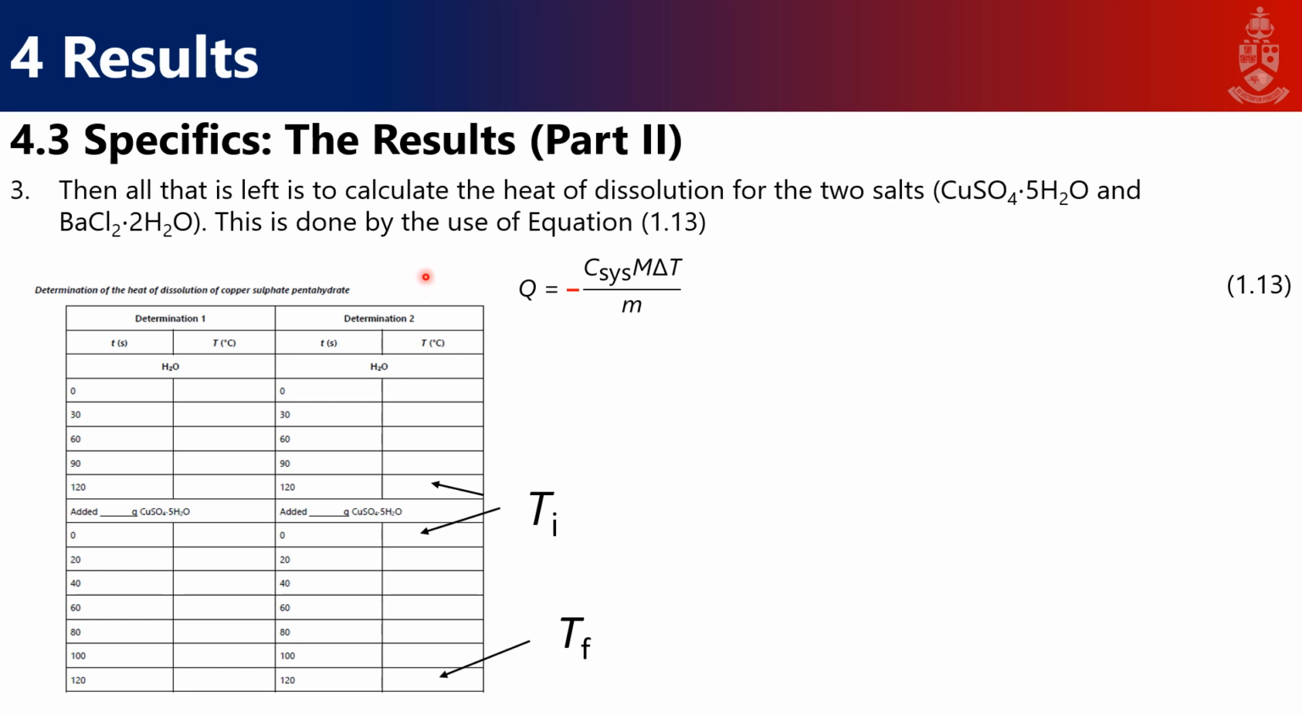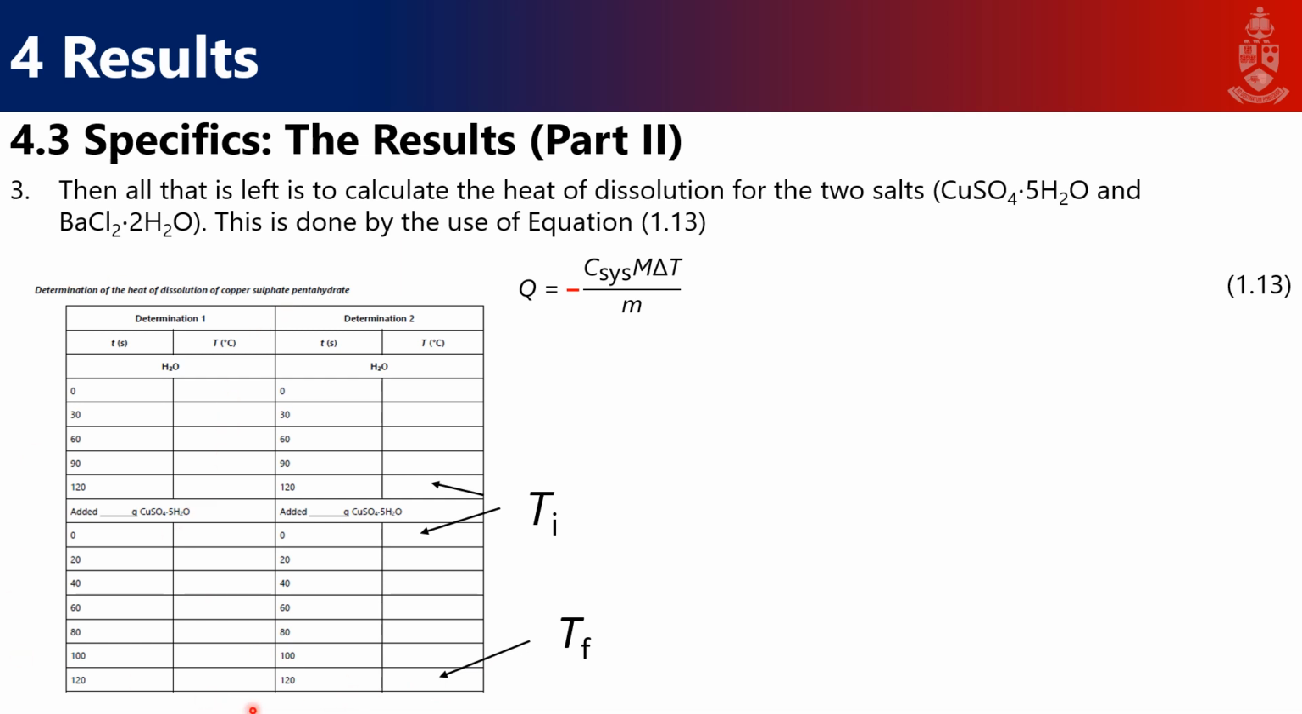All right. Then using our newly calculated heat capacity, you're going to look at the heat of dissolution for 2 other salts, copper sulfate pentahydrate and barium chloride dihydrate. And you use equation 1.13 for that. So again, heat of dissolution is equal to this, with these parameters. Your delta T is equal to T final minus T initial, and your T final values are the ones in this part of the table. So again, T initial and T final are these 2 values.